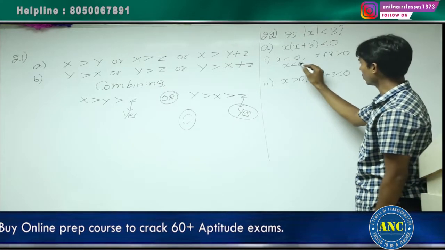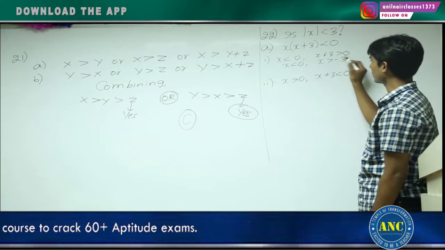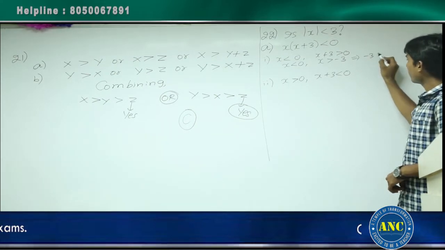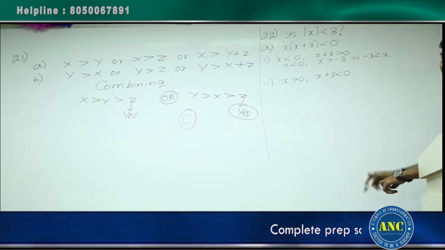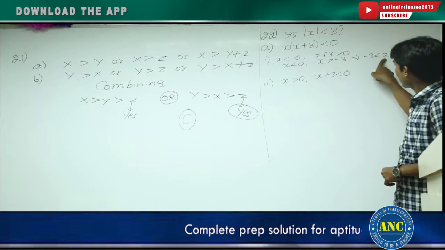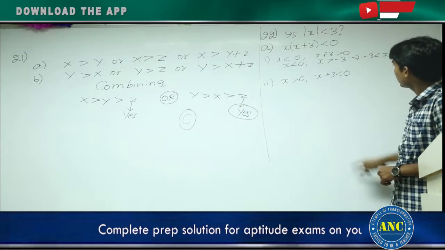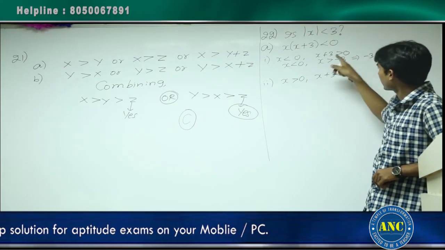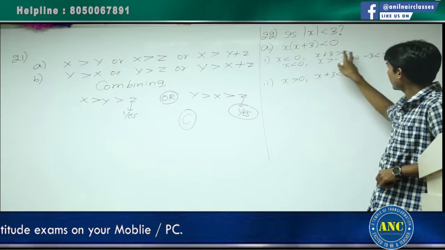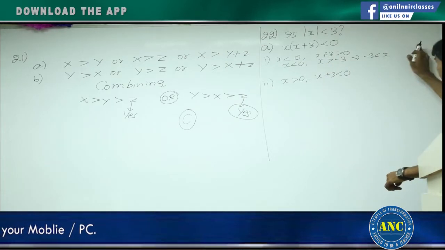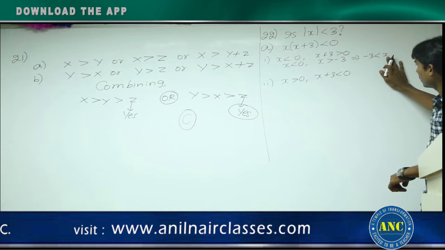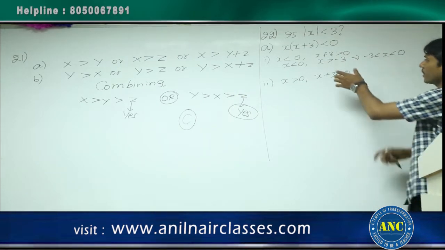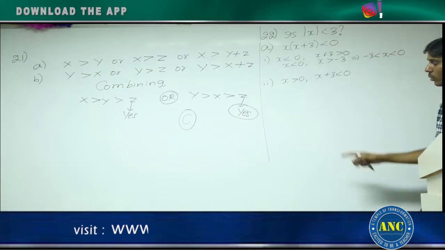X is less than 0. X is greater than minus 3. Understanding, right? Or this can also be written as minus 3 is less than x. See here. X is greater than 0. Did I make any mistake? No. This is negative. Negative into positive is what I am writing. Yeah, right. X is less than 0. X greater than minus 3. Correct only, right? So, it is this condition. If I combine both of them, I will get this condition. Right? This is one thing.